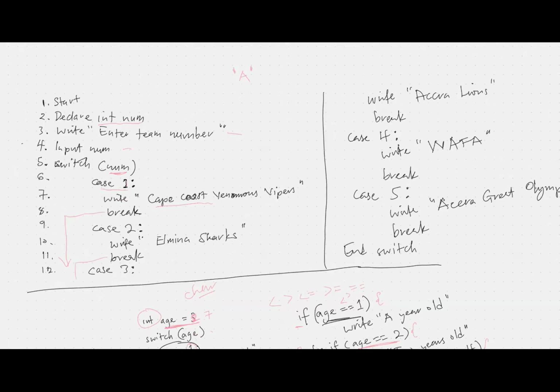Case 4, we print Wafa. Break means stop and go out. And then case 5, finally, we print Accra Great Olympics. Break means stop and go out. So that's it. You see, it's very, very simple.